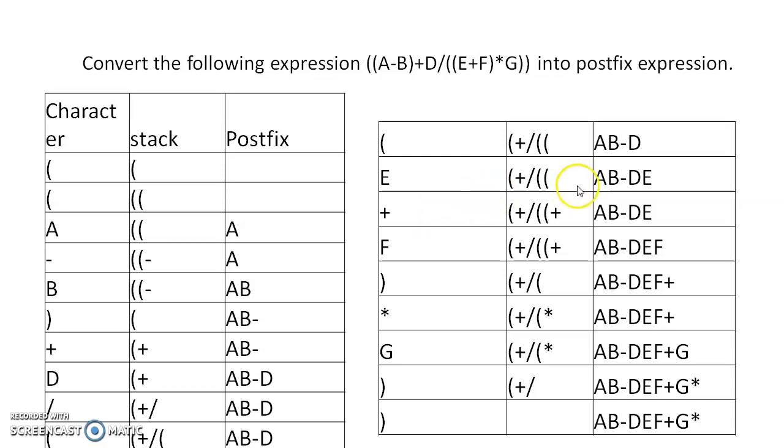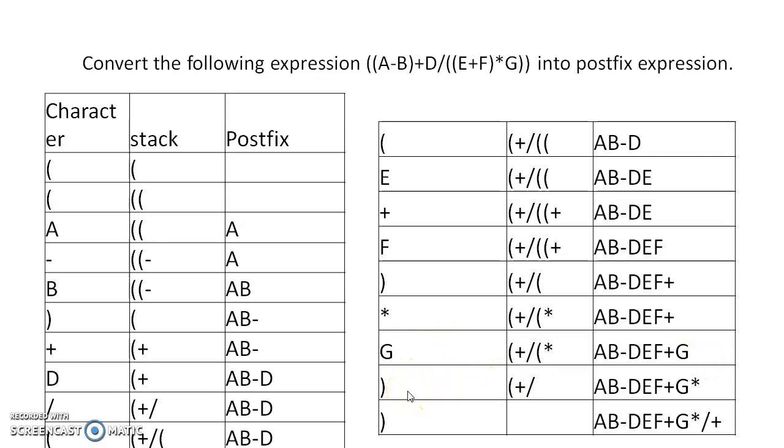E is coming, we are adding it to the postfix expression. Plus is coming, we are pushing onto the stack. F is coming, we are placing it in the postfix expression. When closing parenthesis is coming, until the opening parenthesis, remove the operators. Plus is removed and this opening parenthesis is also removed. Into is coming, it is pushed onto the stack. G is coming, we are placing it here.